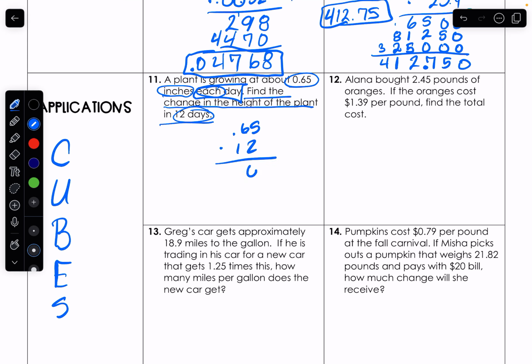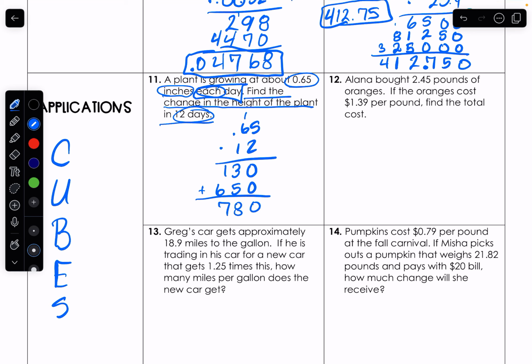2 times 5 is 10, carry the 1. 6 times 2 plus 1 is 13. This time we drop a 0. So it's really 10 times 5, which is not what we're doing. We're just going to say 50, so 5 and 50 to one place. 5 times 6 is 6. Now we're going to add.